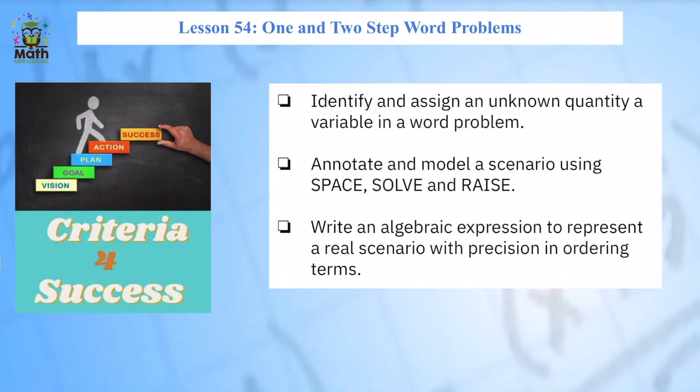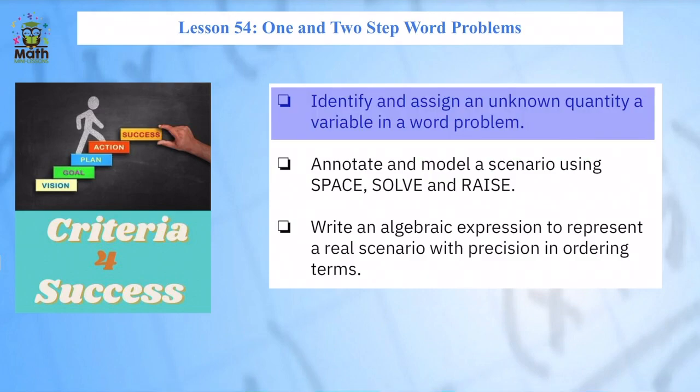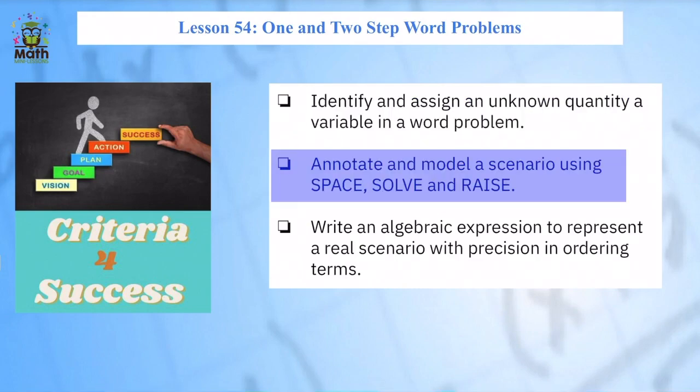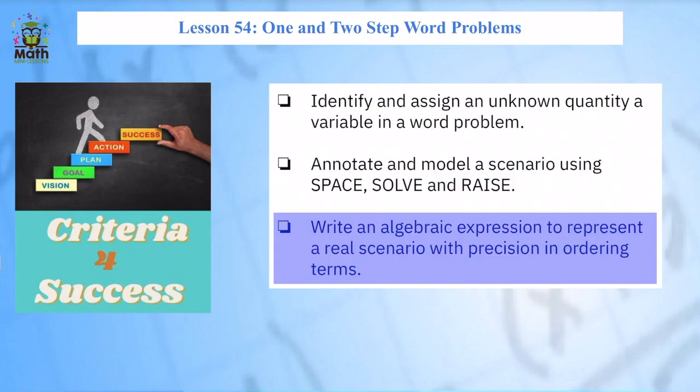In Lesson 54, we're going to look at 1- and 2-step word problems. So here are the 3 things you can do to demonstrate you know how to do today's skill. 1, that you can identify and assign the unknown quantity in the word problem. So we're going to look for evidence of that. 2, that you're annotating and modeling using space, solve, and raise. And 3, that you can write an algebraic expression to represent the scenario with precision, making sure that you're also ordering the terms correctly.